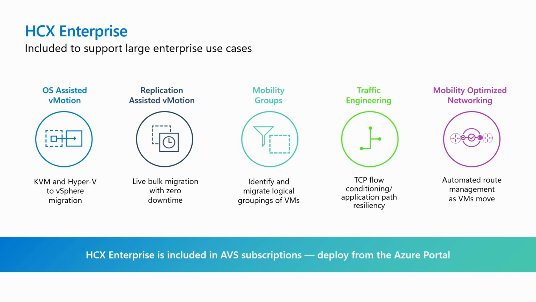And then what's really cool is MON, the mobility optimized networking, where it gets rid of any asymmetrical traffic. So if a VM was used to talking to a VM on-prem, it's not going to try to go back and then come back, and kind of prevents tromboning of network flows.